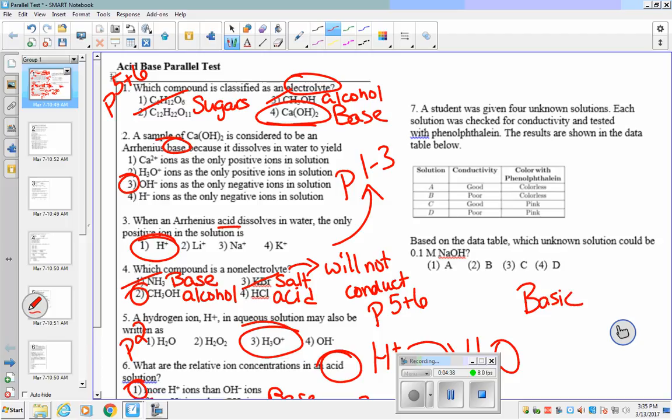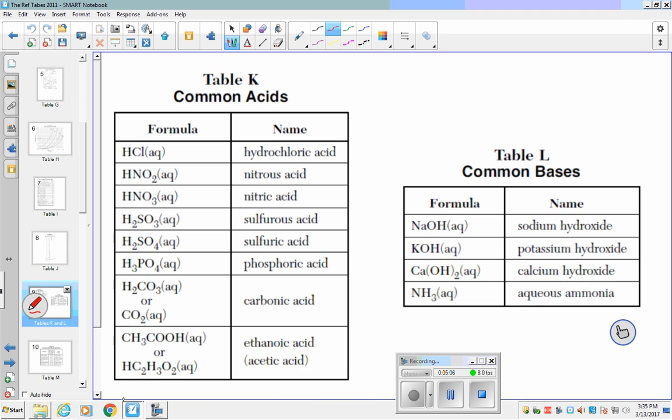If you wanted to calculate your pH, you do pOH first. Your pOH would actually be 1, which gives you a pH equal to 13. Again, basic. So in order to be a base, we do know we have to have conductivity. So poor conductivity is going to rule out B and D. So now we're looking at A and C. Now we want to figure out, will phenolphthalein be colorless or pink? So we're going to go over to reference table M.